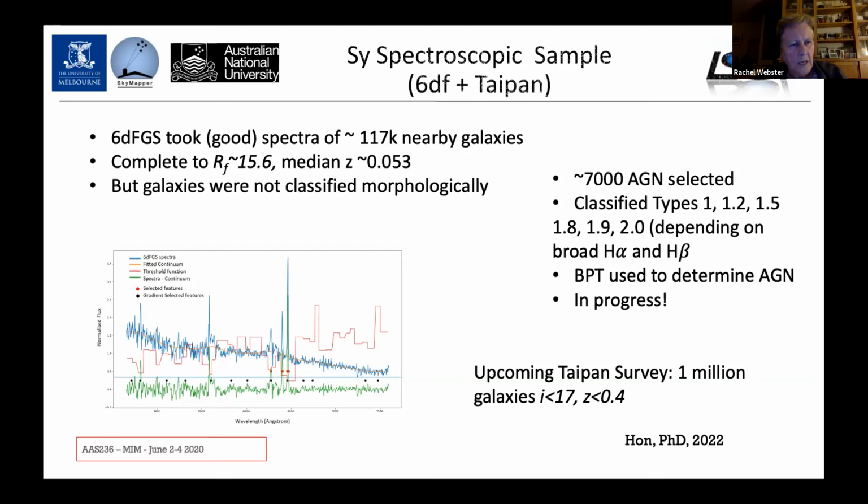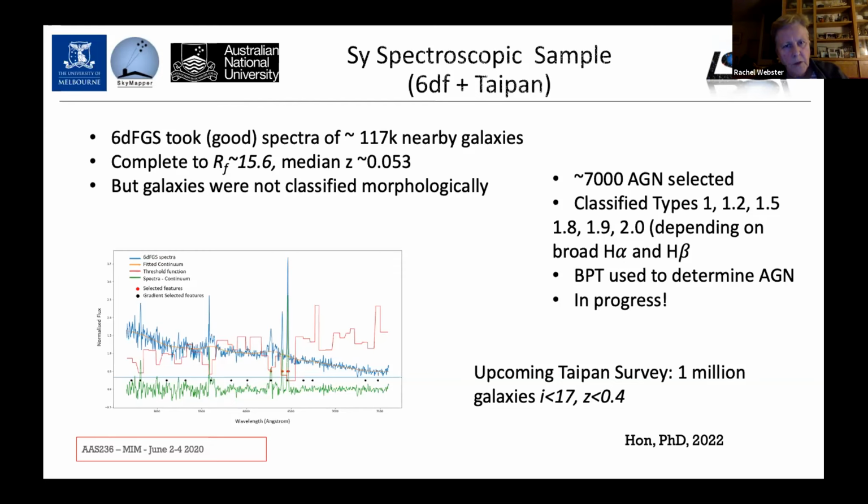We've gone back and looked at the 6dF galaxy survey, which was done 20 odd years ago. Those spectra have never been morphologically classified. So in some senses they're pretty crappy, but they are a pretty complete sample to an R magnitude of about 15.6. And already we've pulled out a sample of about 7,000 AGN, and we're in the process of classifying those through the full range of AGN types.